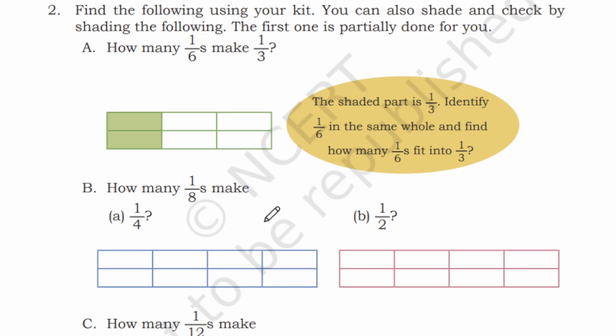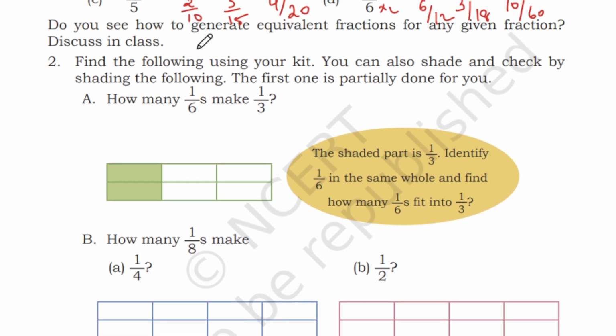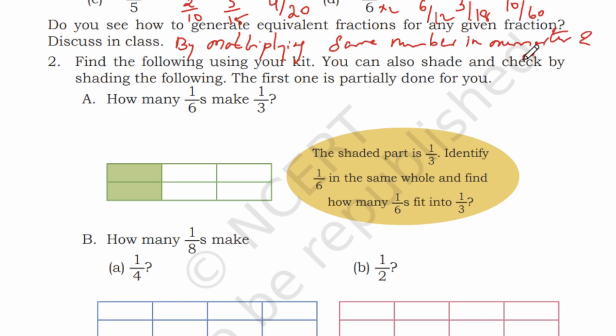Okay, so next, do you see how to generate equal fractions for the given fraction discussed in class? Yes. So how did we find it? By multiplying the same number in numerator and denominator, right? You can write: by multiplying same number in numerator and denominator.